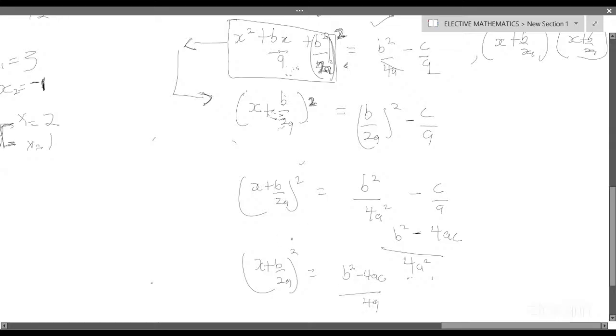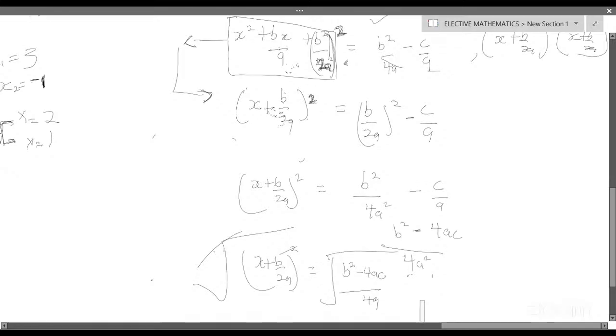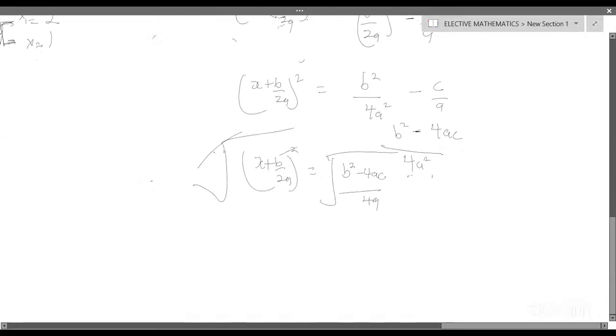But of course, in math, when we want to get rid of the square, what do we do? We square root both sides. This cancels this. So what do we get? We get x plus b over 2a equals to root of b squared minus 4ac over this one.